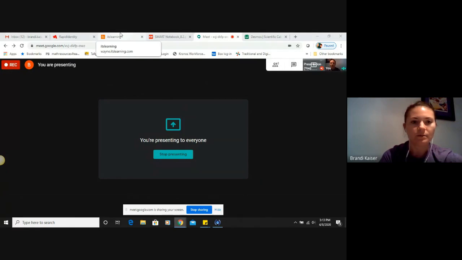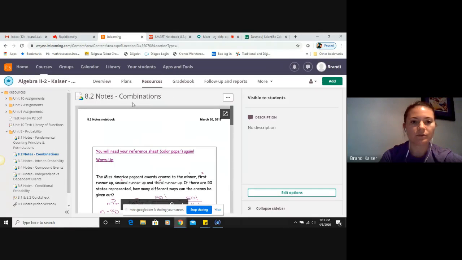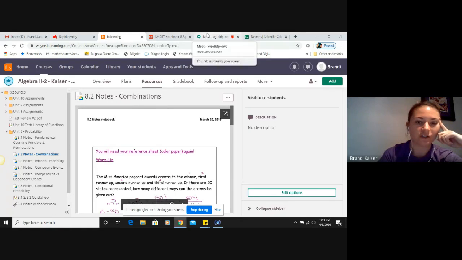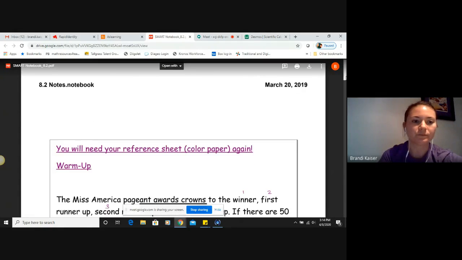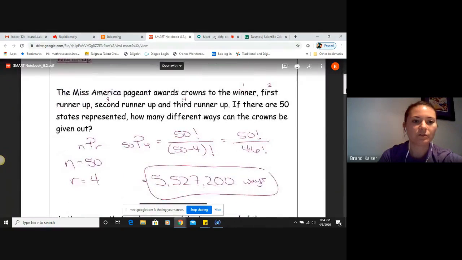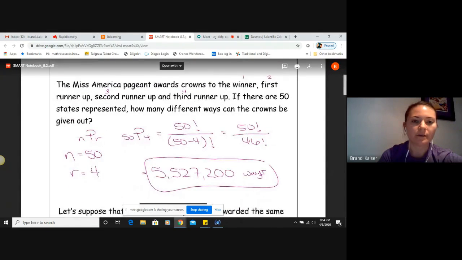Okay, so for 8.2's notes, we're looking at combinations, which are really similar to permutations. It's just another option in order to calculate the number of options that you have. So let me go ahead and make those notes a little bit bigger for us. Okay, so just as a warm up, remember permutations was where order matters.